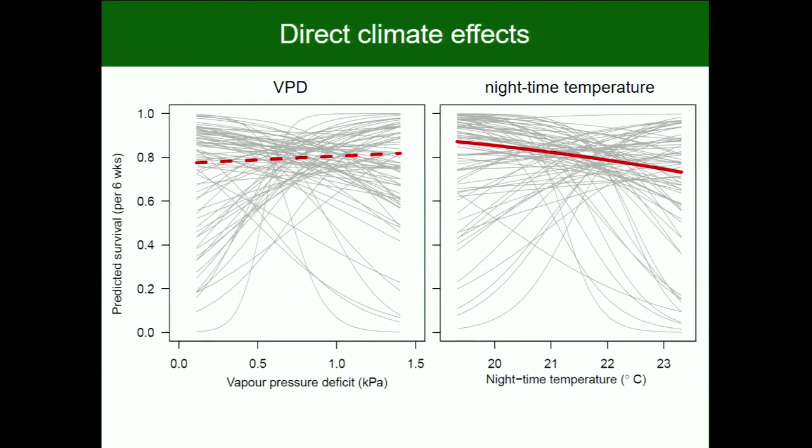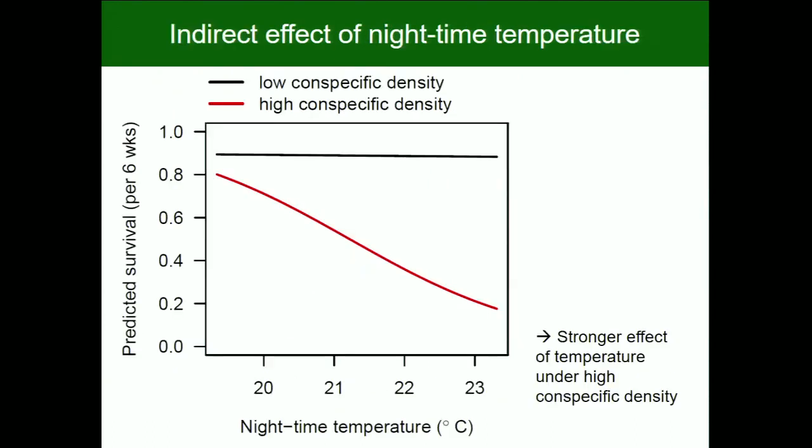Now, if we look at direct effects of climate, here to the left you see the effect of VPD, and to the right the effect of minimum temperature. The gray lines indicate the more common species, so those are the species-specific responses, and you see that it's highly variable. So across species, responses to climate vary a lot, but on average, there is no effect of VPD on seedling survival. But there's a slight, not very big, effect of nighttime temperatures that decreases seedling survival.